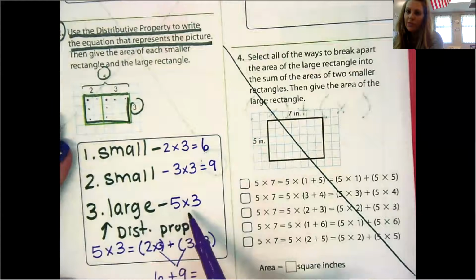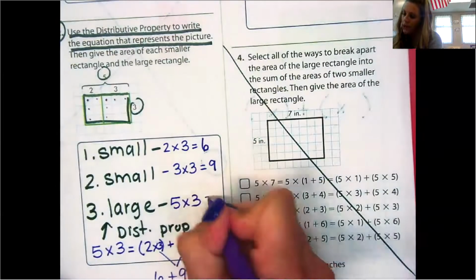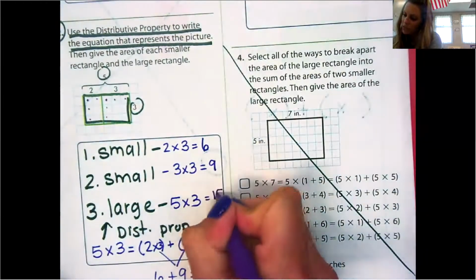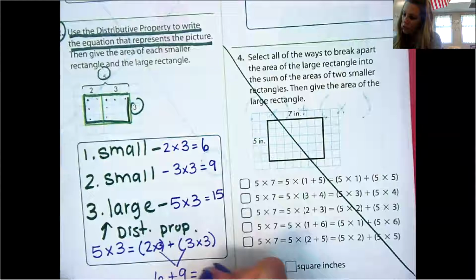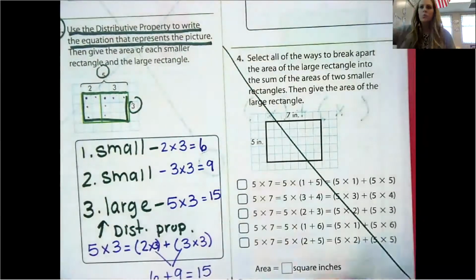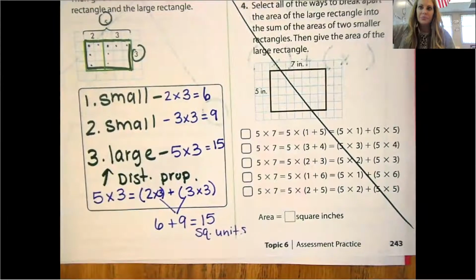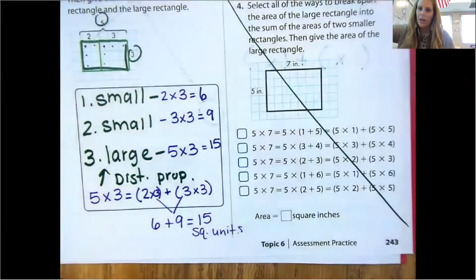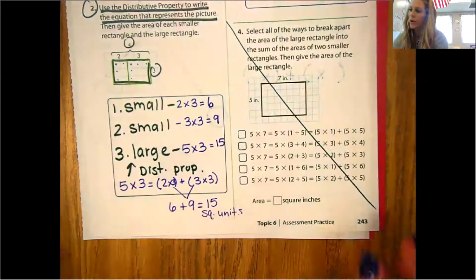So then when we add those together, 6 plus 9, what was the whole area? Well, what's 5 times 3? 5 times 3 is 15. So if you did it correctly, you should still have 15 square units. Oops, sorry. So that is what you should have gotten for number 2, all right?